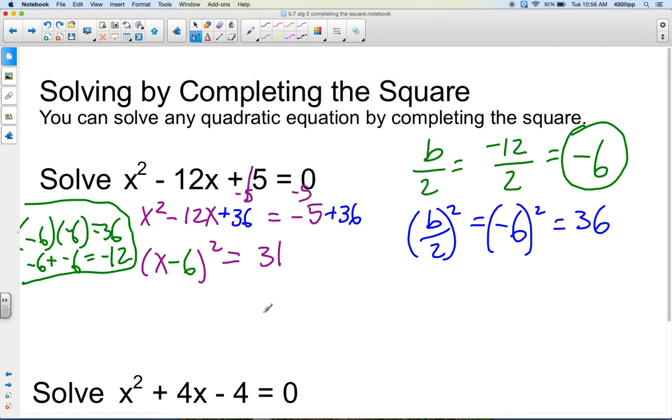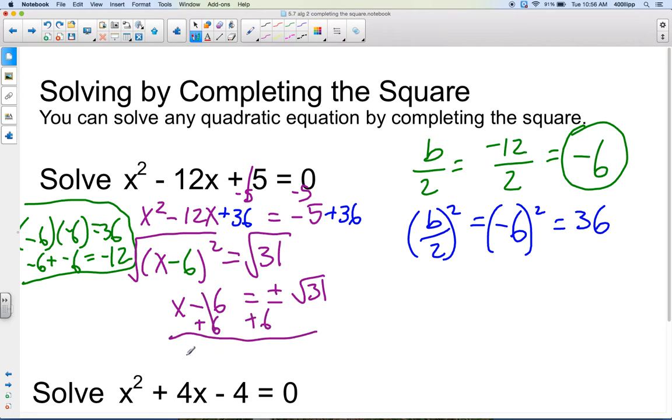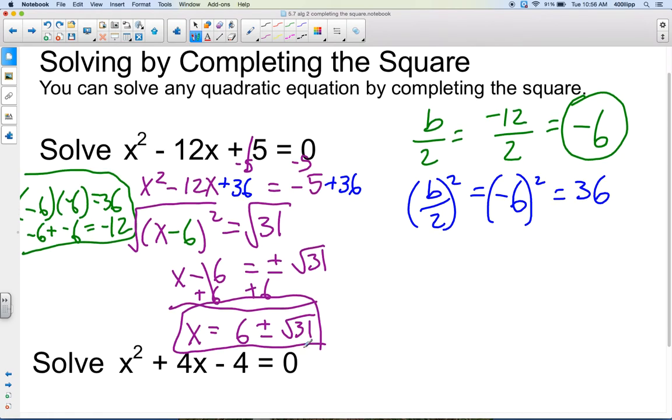So now we're just going to do what we did in that first problem by taking the square root of both sides here. The square root and squared will cancel. We get x minus 6 is equal to plus and minus the square root of 31. I'm going to leave it as the square root of 31 because there is not a perfect square that goes into 31, which means we'll just leave it like that. Then we'll add 6 to both sides here, and we get x is equal to 6 plus and minus the square root of 31. And that's our answer.